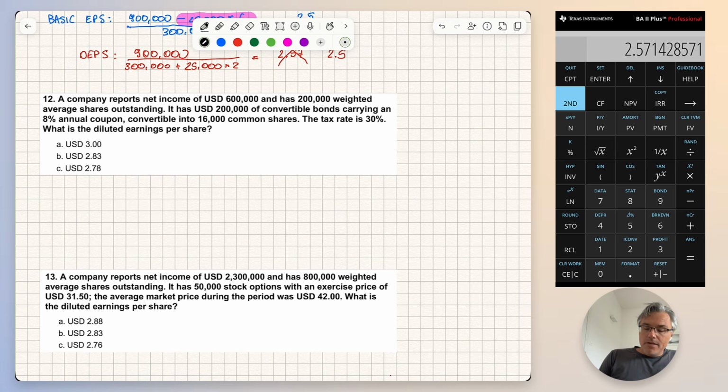Question 12. A company reports net income of $600,000 and has 200,000 weighted average shares outstanding. It has $200,000 worth of convertible bonds carrying an 8% annual coupon, convertible into 16,000 common shares. The tax rate is 30%. What is diluted earnings per share? Okay.